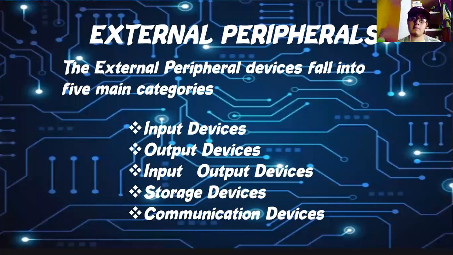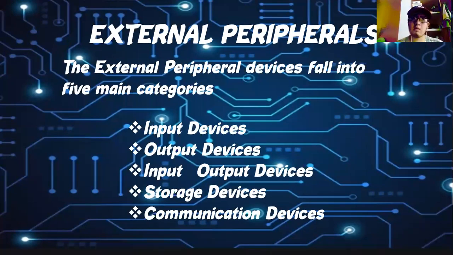The external peripheral devices are devices which are outside of the cabinet of the computer, and they fall in five main categories. We can see these categories just over here.